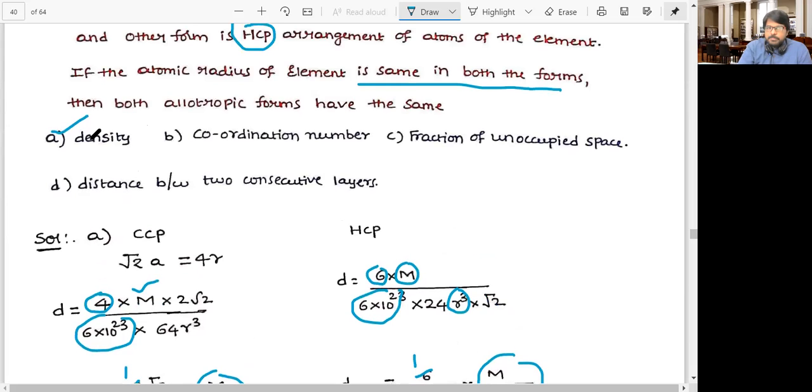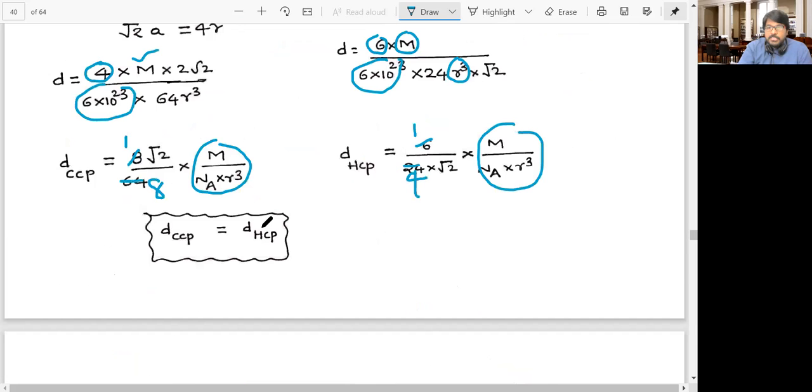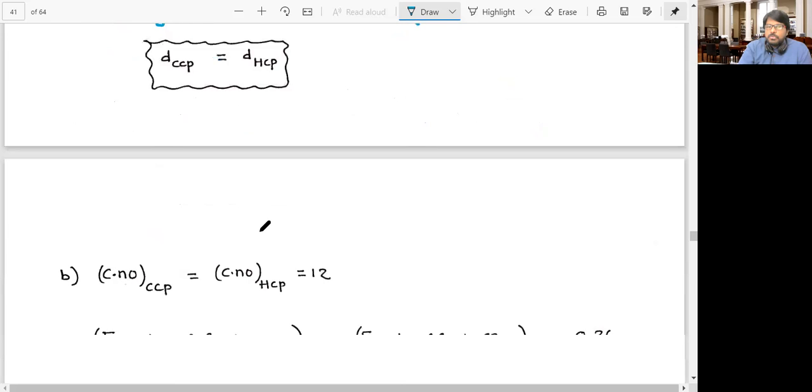It can be multiple answers. Coordination number, of course, is 12 and 12, same. Fraction unoccupied: packing fraction is 0.74, so 1 minus 0.74 is 0.26. Of course, this is also correct. But the distance between two consecutive layers, let us check.